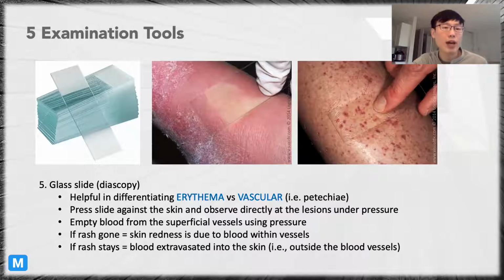If the rash is gone, as you can see in the middle picture, that means the erythema is most likely due to increased red blood cells within the blood vessels. If the rash stays, as you can see on the right side of the picture, that means the blood cells have extravasated into the skin. That means the red blood cells are outside the blood vessels, and this is suggestive of petechiae. By differentiating erythema versus petechiae or vascular lesions, you can generate a more refined differential diagnosis.